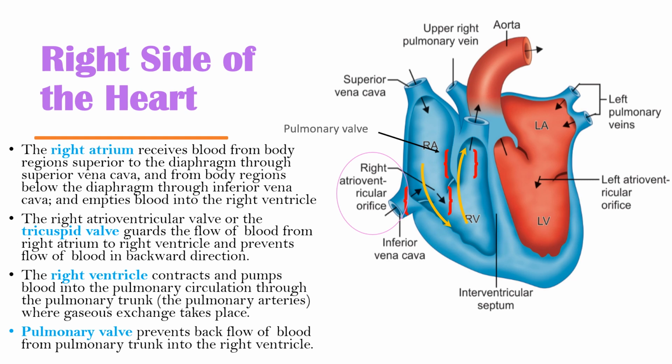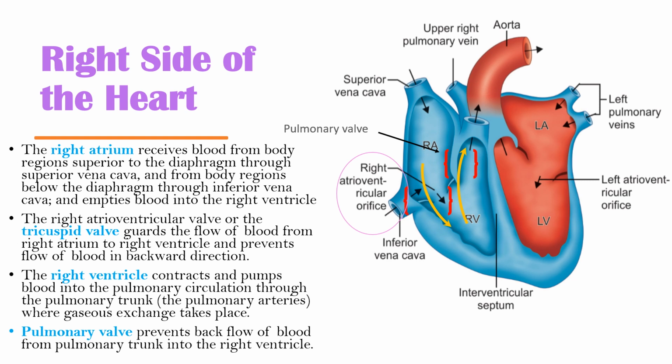On the right side of the heart, the right atrium receives blood from body regions superior to the diaphragm through the superior vena cava, and from body regions below the diaphragm through the inferior vena cava, and empties blood into the right ventricle. The right atrioventricular valve, or the tricuspid valve, guards the flow of blood from the right atrium to the right ventricle and prevents flow of blood in the backward direction.